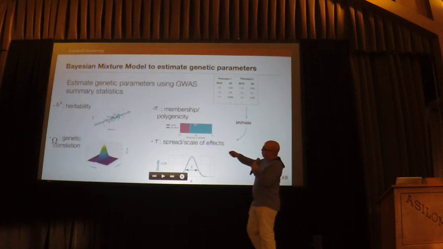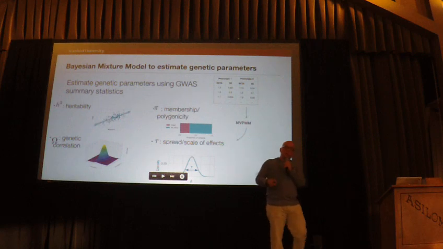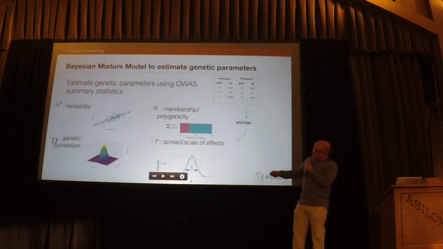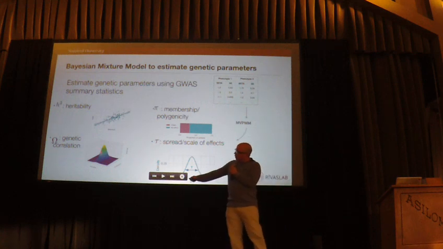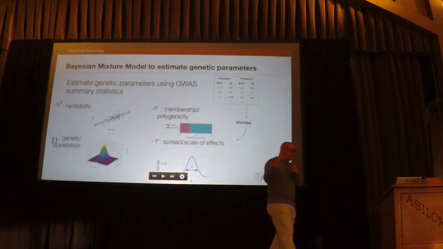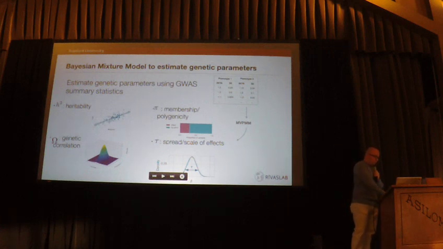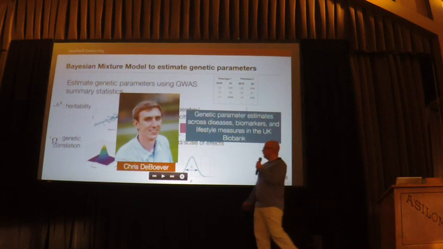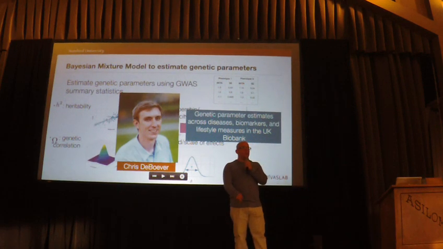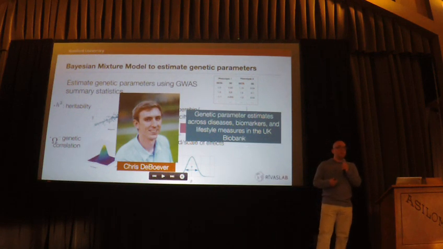Similarly, we have parameters like pi. We're interested in the membership of those genetic variants across those two components. We're interested in tau, or the spread, the scale of effects, and omega, which is the genetic correlation matrix that we're interested in estimating. This research activity has been led by Chris DeBover, who is in the audience, and he presented a poster yesterday. I hope that you guys had the chance to meet with him.